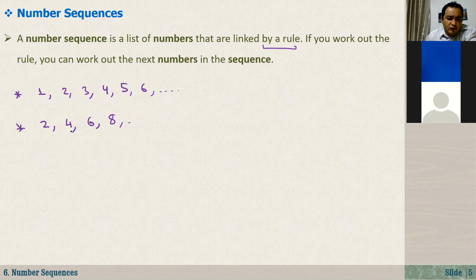So 2 plus 2, it is 4. 4 plus 2, it is 6. 6 plus 2, it is 8. 8 plus 2, it is 10. 10 plus 2, it is 12.